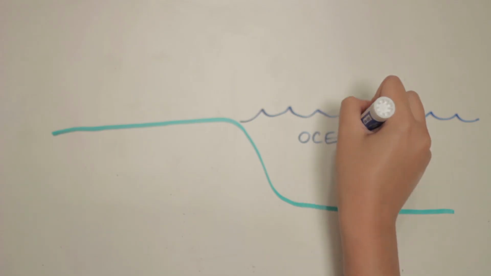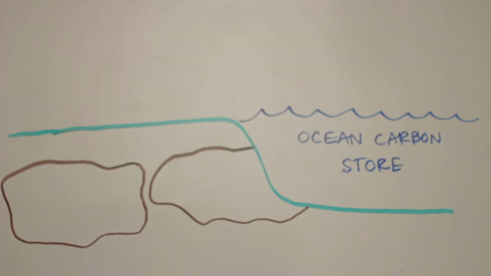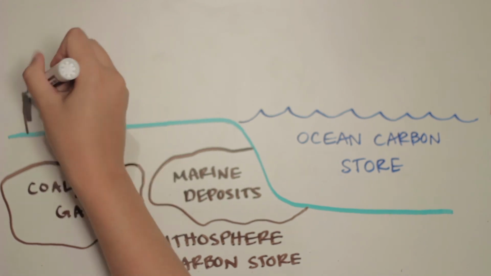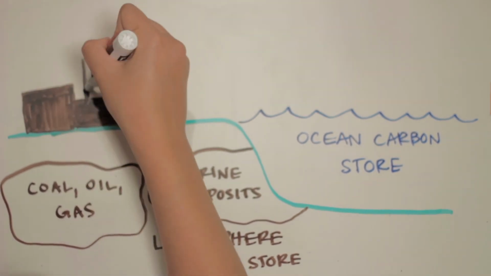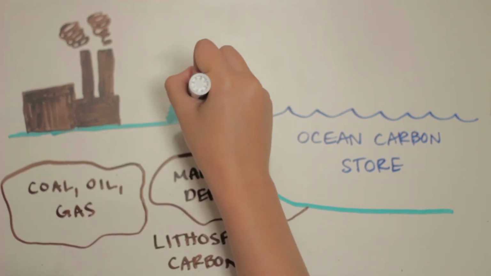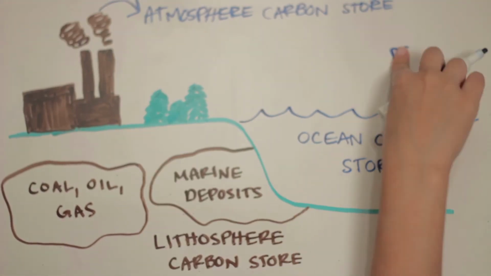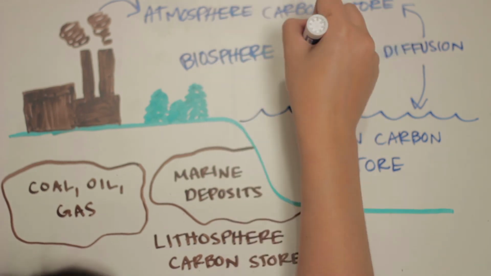Carbon's organic reservoirs consist of marine deposits and fossil fuels in the lithosphere, the ocean carbon store, which is the largest of all, the biosphere carbon store, consisting of all life forms, and the atmosphere carbon store. The inorganic reservoirs of carbon include the gases in the atmosphere released by fossil fuels by humans.